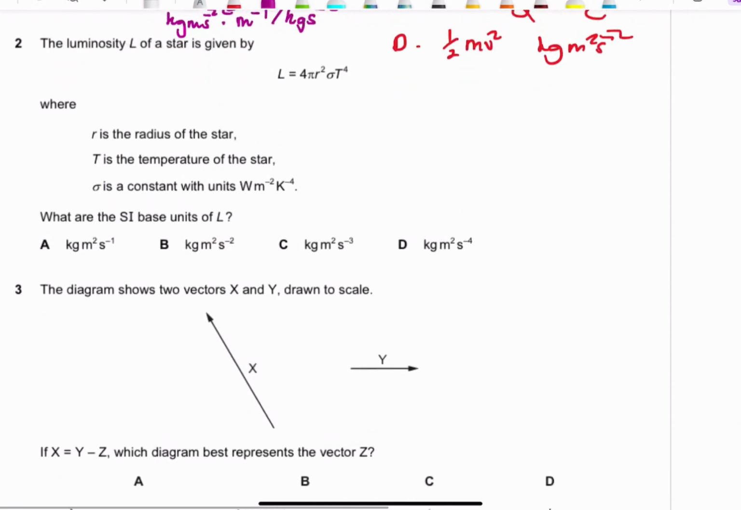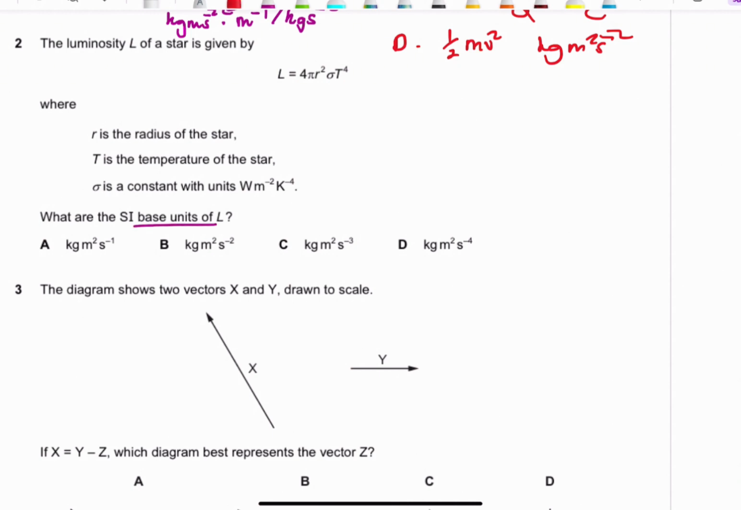Okay, move on to question number 2. The luminosity L of a star is given by L is equal to 4 pi r squared multiplied by that constant, right? With those units. And the question has asked us to find the SI base units of L.